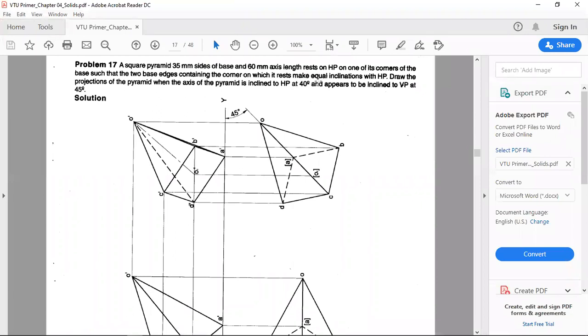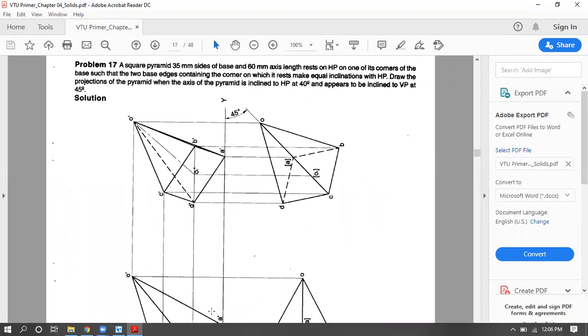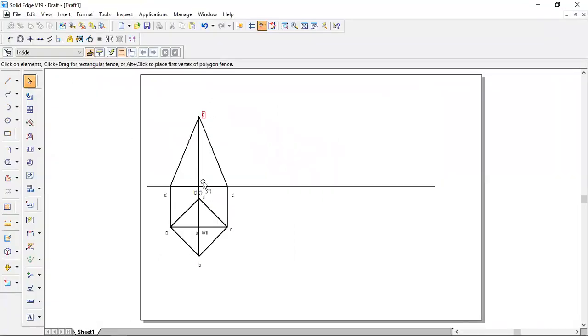See here, the second position is always related to the axis inclination with HP. So what is the axis inclined to HP? It's 40 degrees. So you need to rotate this square pyramid in such a way that the axis line, where is the axis line? O dash B dash, or O dash O1 dash, this center one is going to be at 40 degrees. You need to rotate 40 degrees. So what you need to do?